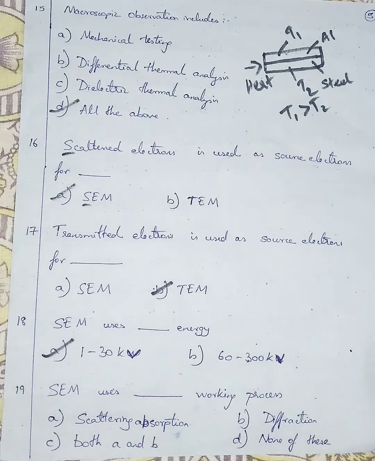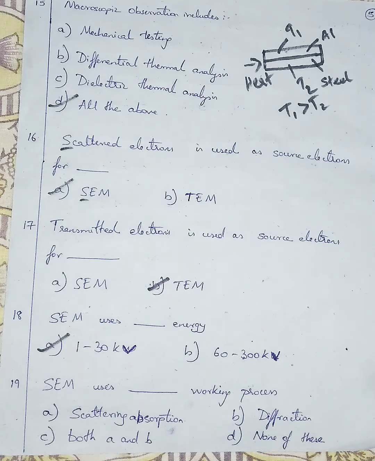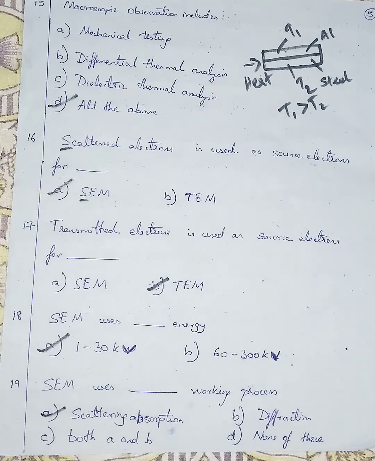Option number 19. SEM uses dash working process. Option A, scattering, absorption; option B, diffraction; option C, both A and B; option D, none of these. SEM uses scattering, absorption, so I am going with option A. Diffraction will be used by TEM.